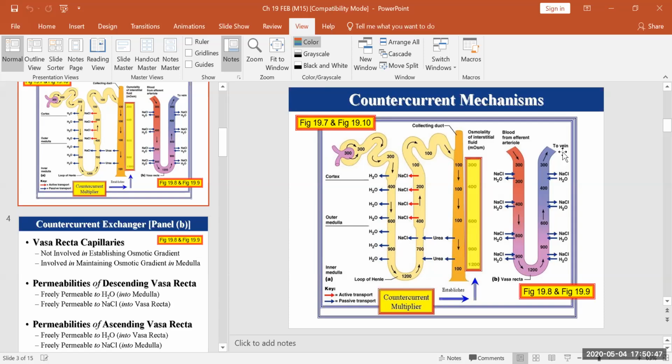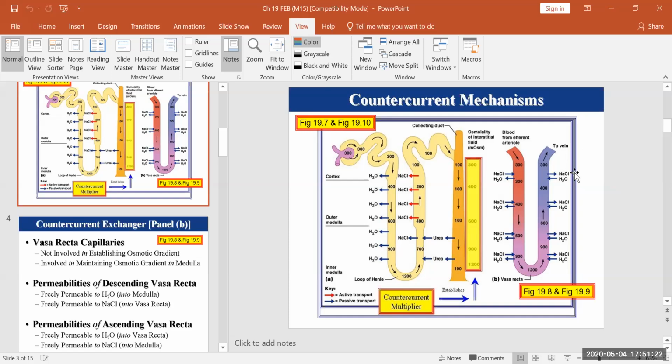In the loop of Henle, we're talking about the flow of the renal filtrate. In the vasa recta, we're talking about the flow of blood, so blood plasma flow, or blood flow. So the descending limb of the loop of Henle interacts with the ascending limb of the vasa recta, opposite flow. The ascending limb of the loop of Henle interacts with the descending limb of the vasa recta, again, opposite flow.